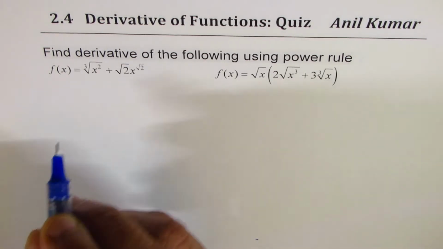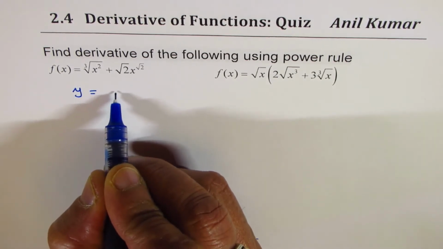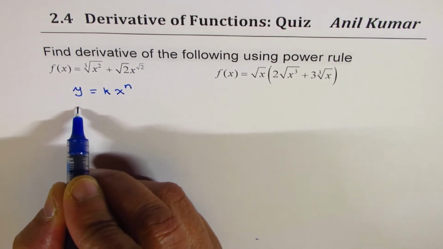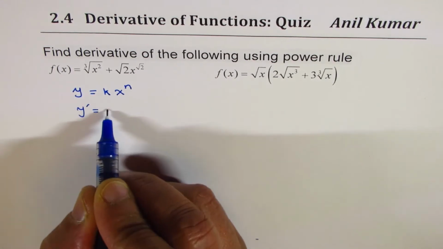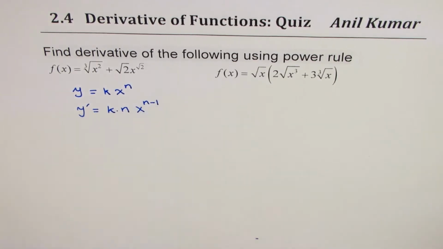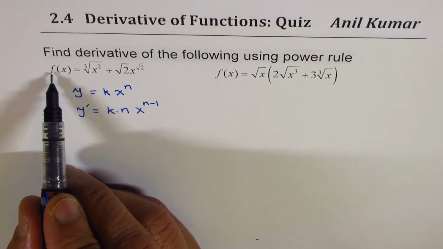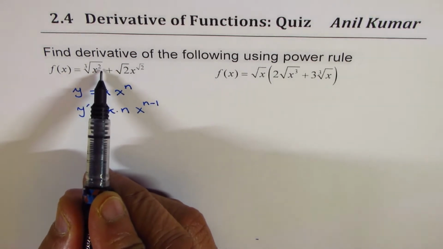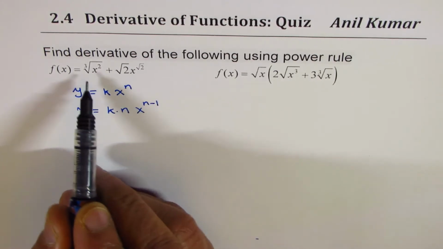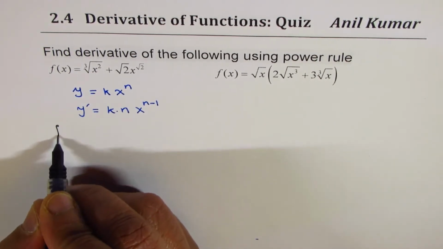As you know, the power rule is that if we are given y equals k times x to the power of n, then the derivative of this function is k times n times x to the power of n minus 1. So that is the power rule which will be applied to solve both these. So f of x equals cube root of x squared. Since it's easier to write n as a rational number, we'll change this from radical to the exponent form. So let's rewrite the equation first.